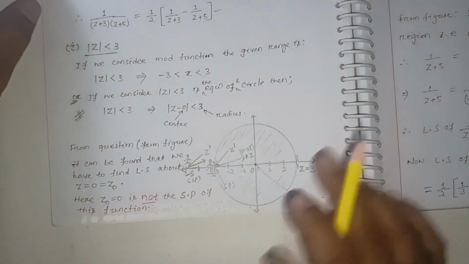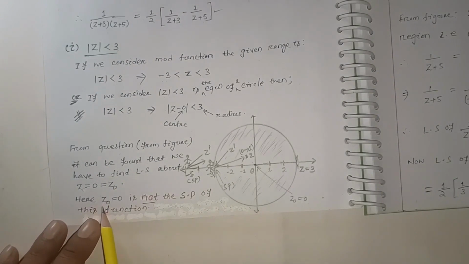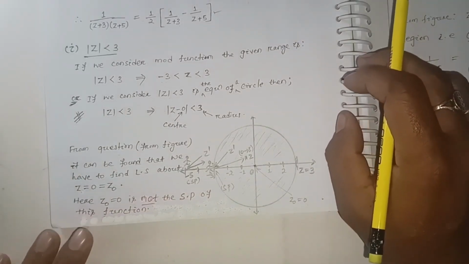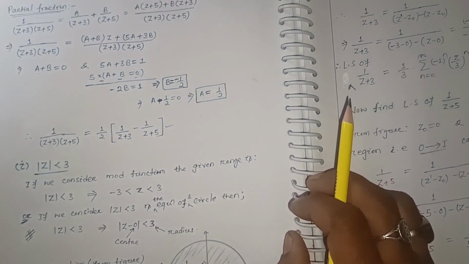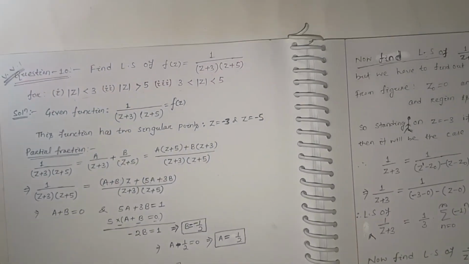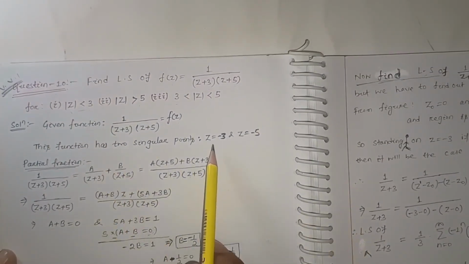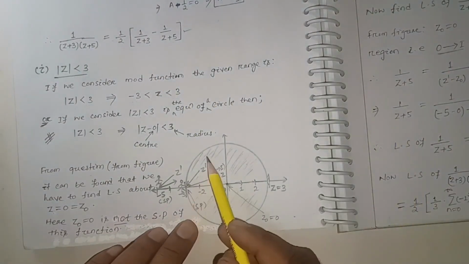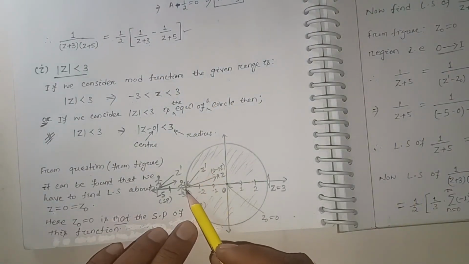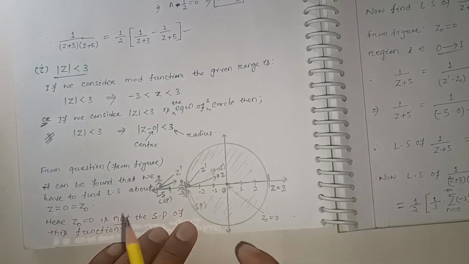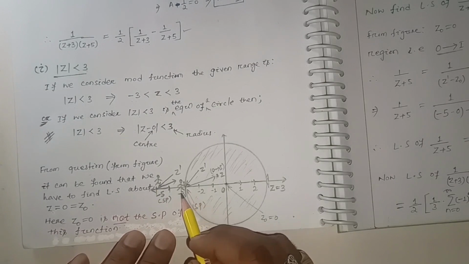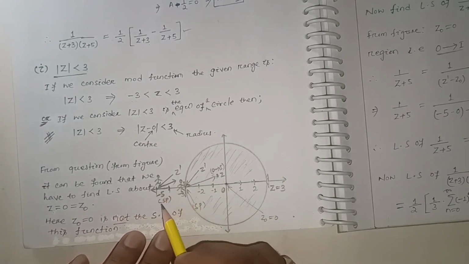Okay, so here you can see z0 is not a singular point of this function. But about z0 equal to 0, we are going to find the Laurent series. And what are the singular points of this function? At the beginning, we discussed -3 and -5. After drawing this circle, you can see this circle just intersects below -3. And another singular point will be at -5. The two singular points, one at -3 and another at -5.